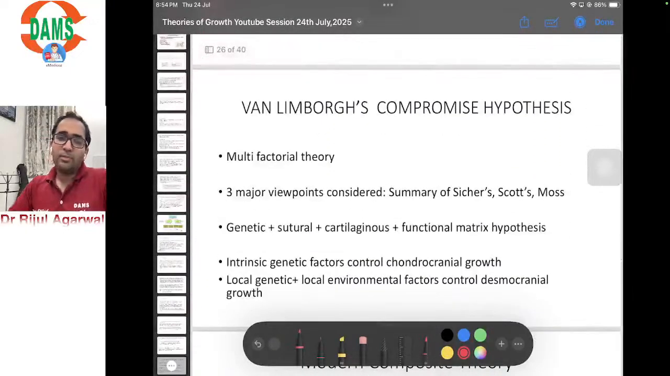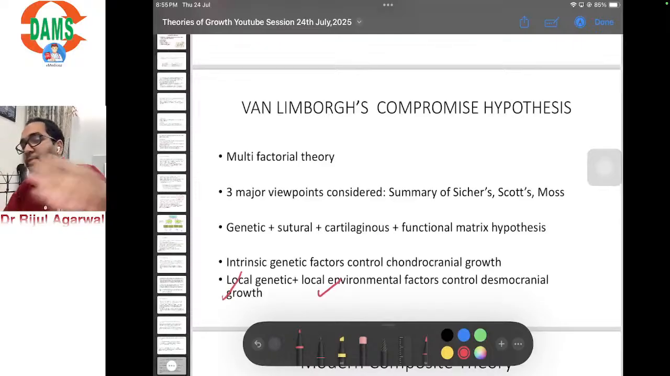Next comes Van Limburg's compromise hypothesis. Compromise means a middle ground was accepted. So it's a multifactorial theory. Three major viewpoints were considered: Sicher's sutural theory, Scott's cartilaginous theory, and Melvin Moss's theory. All three were combined, along with the role of genetic factors. It was said that intrinsic genetic factors control the chondrocranial growth, that is the base of the skull, and the surrounding desmocranial, that is the cranial vault, and the midface grow through local genetic and local environmental factors.